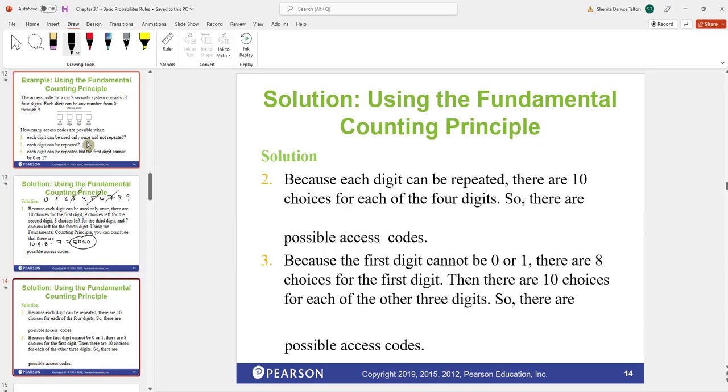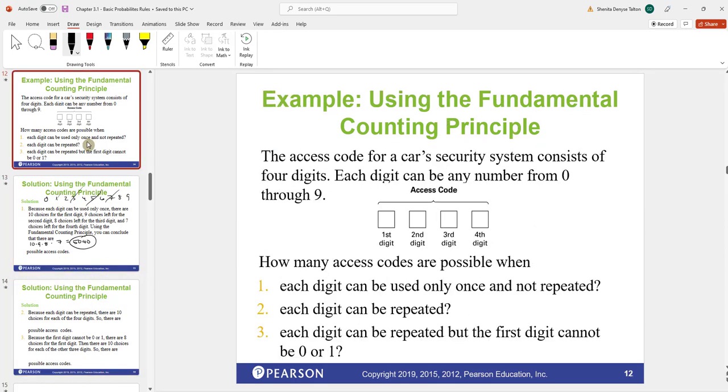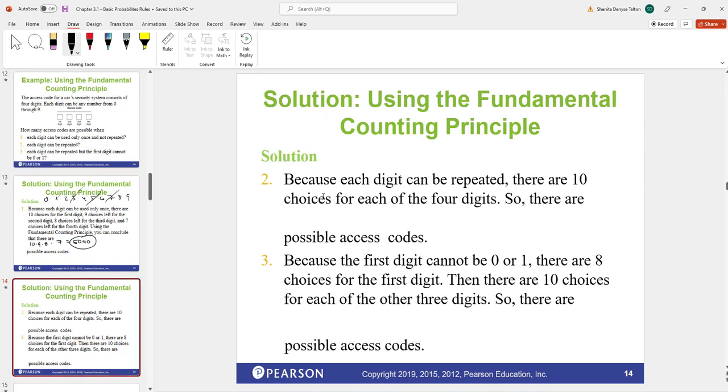The next question says, how many choices do you have if each digit can be repeated? Because each digit can be repeated, there are 10 choices for each of the 4 digits because you're not taking a number out. So once again, you have 0 through 9. You have 10 different ways you can pick the first number, and 10 different ways you can pick the second, the third, and the fourth. So when you multiply this out, you get 10,000 possible access codes.